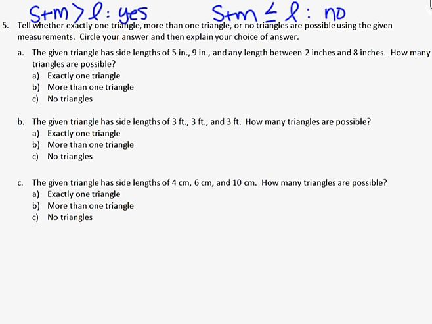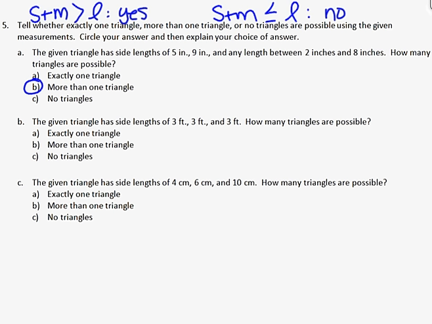So for part A, we've got side lengths. One side is 5, one side is 9, and then the other one is somewhere between 2 and 8. So it could be 3, it could be 7, it could be 7.5, anything in between 2 and 8. With that, because we don't know the length of the third side, we're actually going to get a variety of triangles, which shows that we're actually going to get more than one triangle. So for part A, you're going to have B.